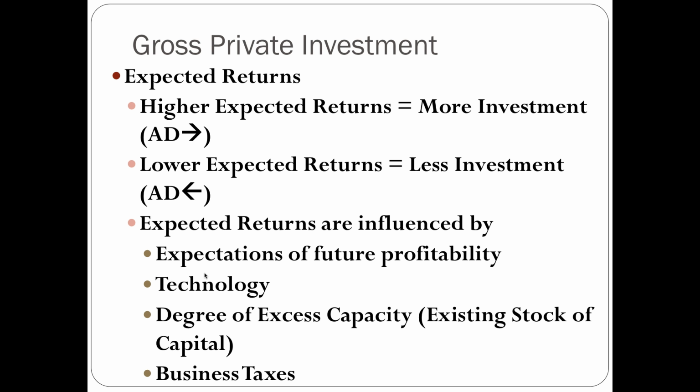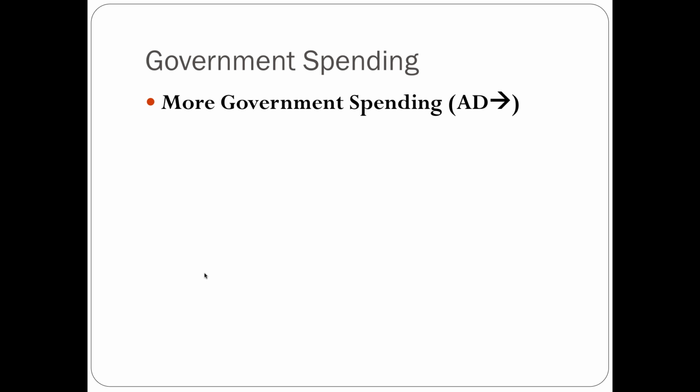And then you also have business taxes. So taxes on gross private investment are going to decrease the amount of gross private investment. If you cut taxes on gross private investment, that's going to increase the amount of gross private investment because you're going to get higher expected returns. Now, going on to government spending. So more government spending is going to shift aggregate demand to the right. Less government spending is going to shift it to the left. That one is very, very simple.